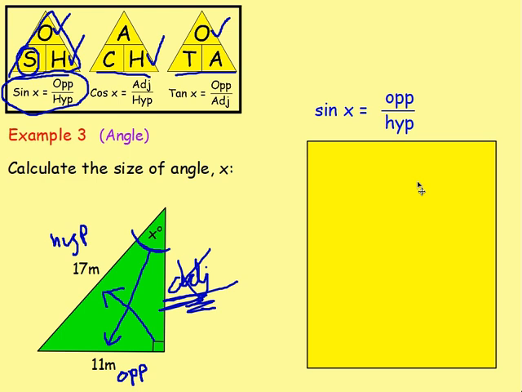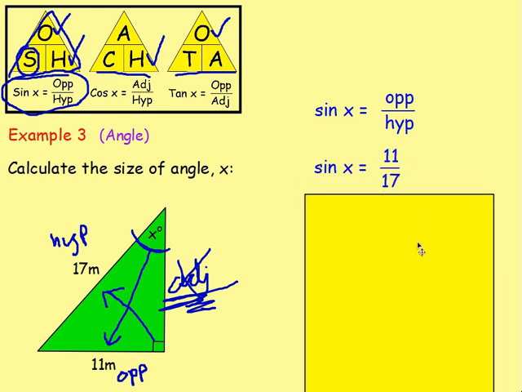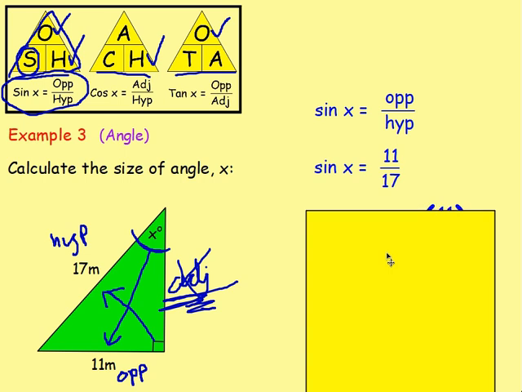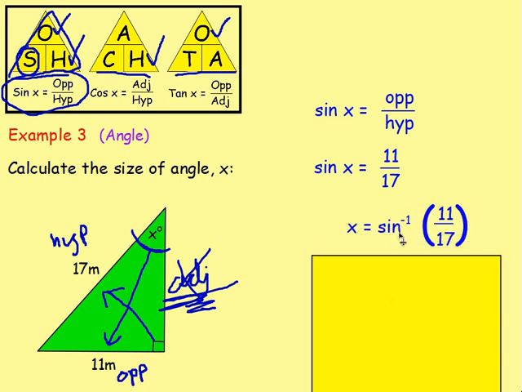If you put your numbers in there, what would you have? Good, it's the opposite divided by the hypotenuse, so it is going to be 11 divided by 17. Well done. Do you want to do the next bit? Yeah, to get the x, you would have sine to the minus 1 of the 11 over 17. Remember, it's the inverse sine. That just leaves us with x on our own.